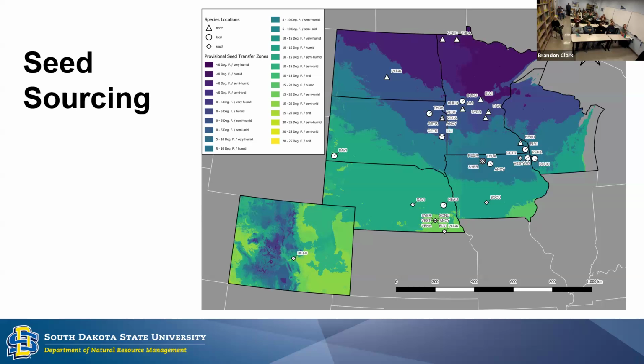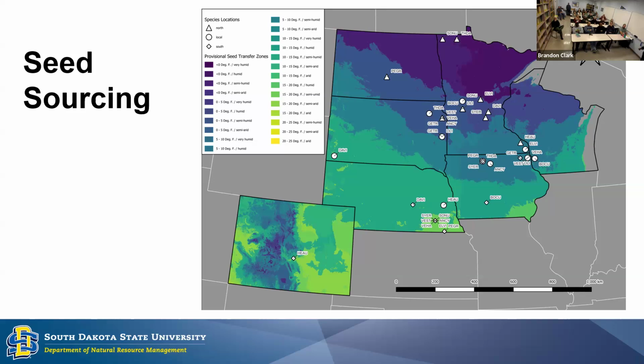This is a map of where I got my seeds from and the original seed transfer zones that they originated from. You can see that there's a pretty decent spread from states North Dakota, Minnesota, all the way down to Nebraska and Colorado, one source there. The northern species are triangles, locals are circles, and diamonds are the southern species.